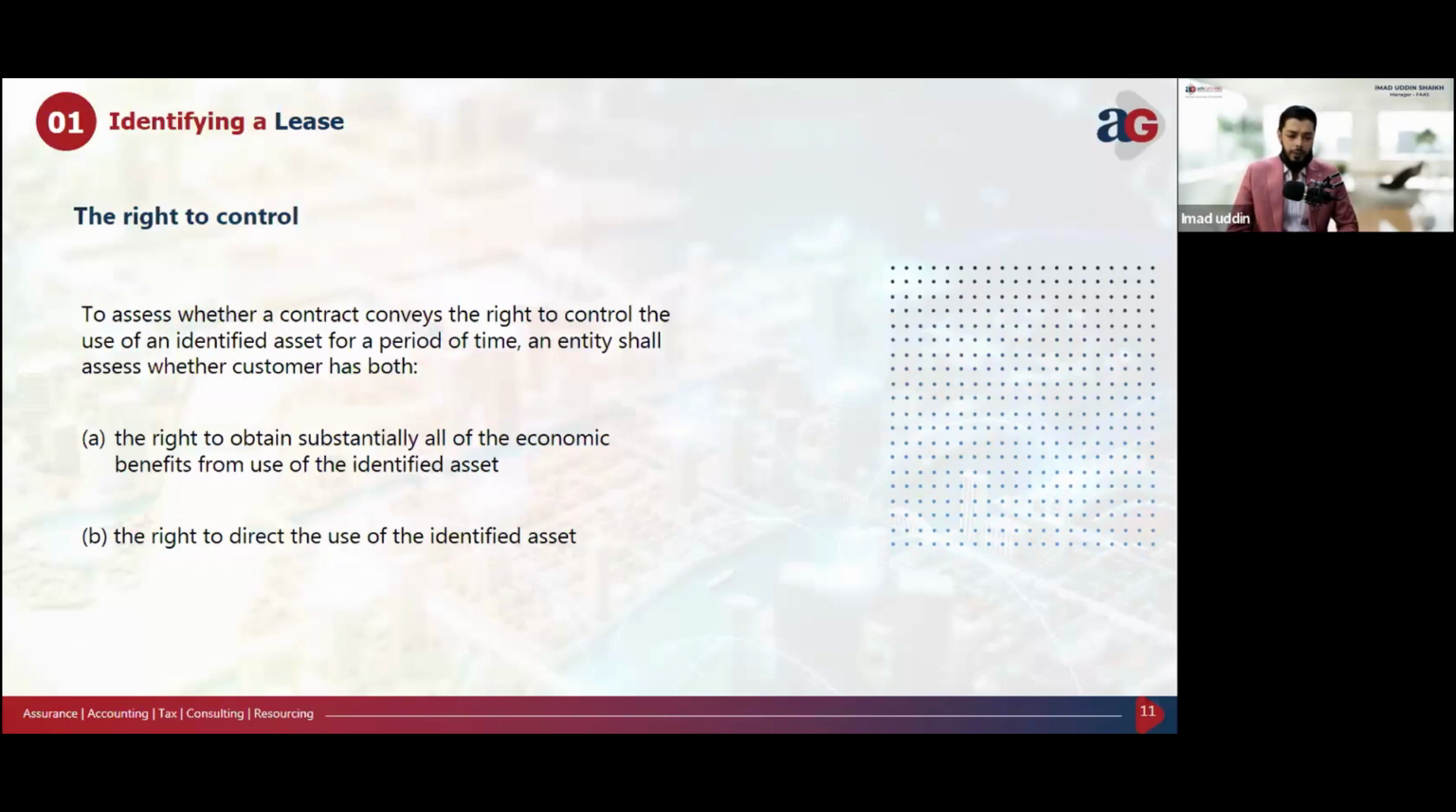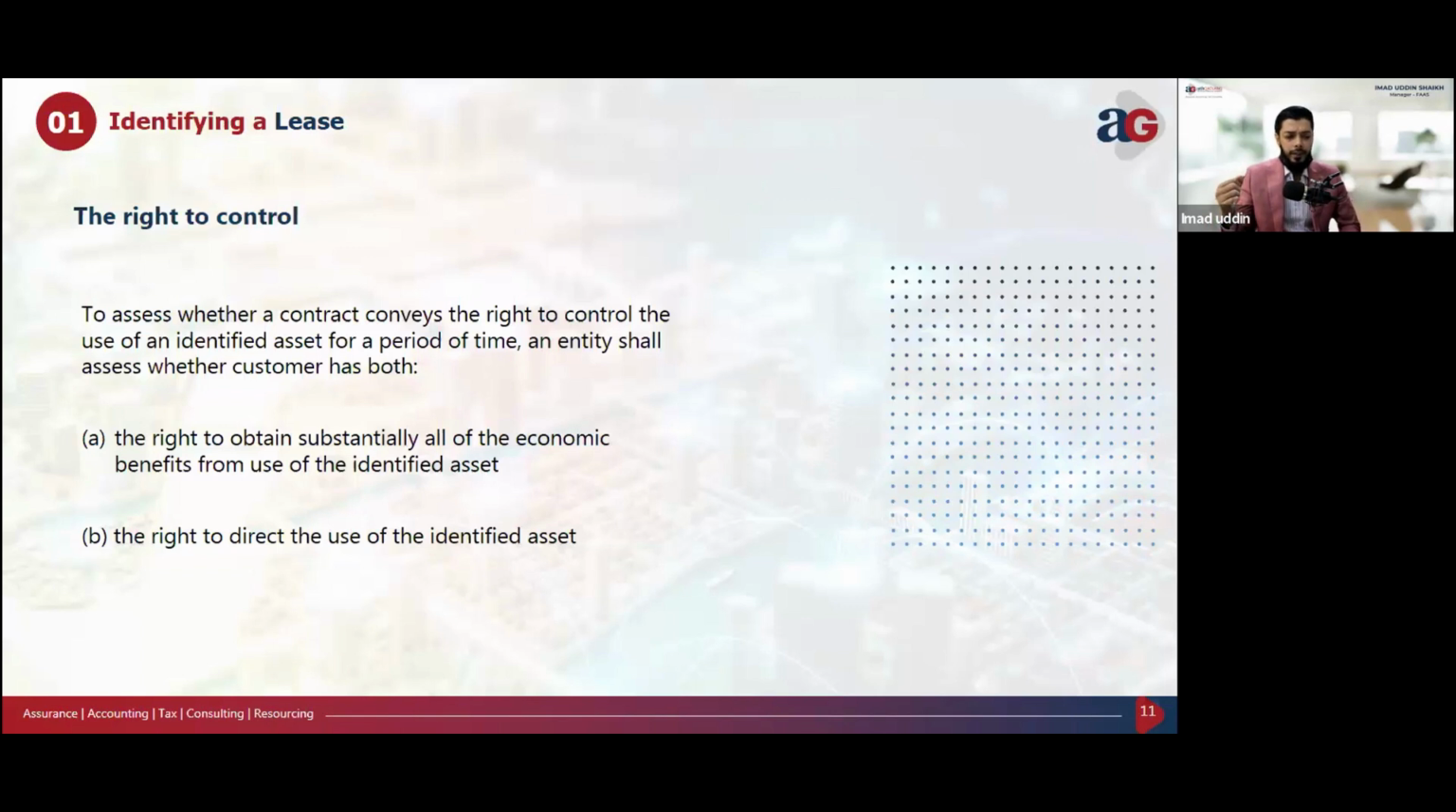Remember, this right to obtain substantially all of the economic benefits consideration was also there when we were considering whether the asset is identified, but in a different context. We were considering, for example, when we have a particular capacity percentage allocated to us. In that case, if almost all of the asset's economic benefit is ours, we can specify what asset is allocated to us, because we would assume that the entire distinct physical asset is ours. So that was a different context. But when it comes to right to control, we are really seeing whether this particular asset is for us within the scope of that lease. We'll talk about it later.